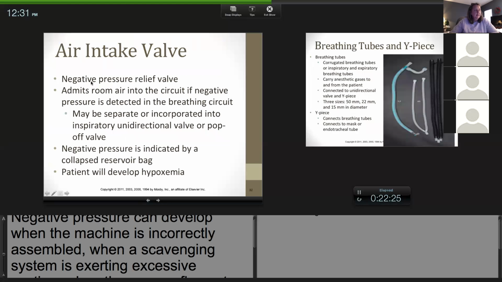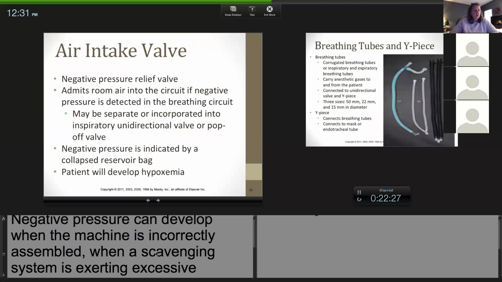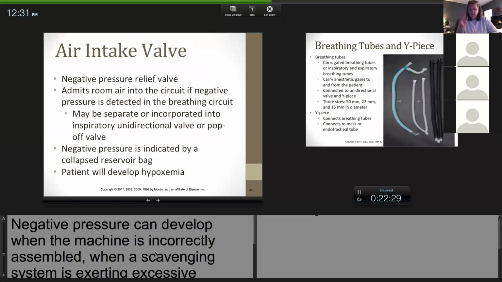There is an air intake valve. I didn't stress this when I talked about equipment, but on top, usually near the inhalation valve, it looks like a dome with some holes. What will happen is if your system goes negative, okay, normally your system is at zero pressure, but if for some reason your gauge pulled negative centimeters of water, meaning something was potentially sucking from the machine.